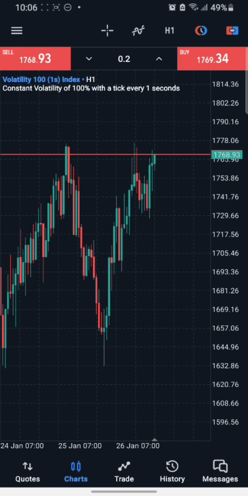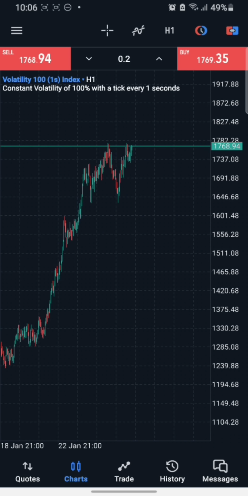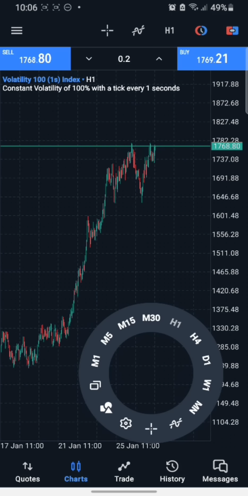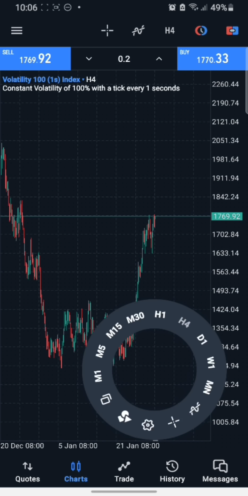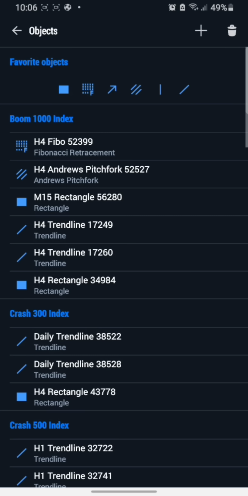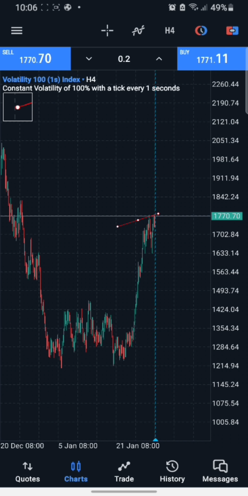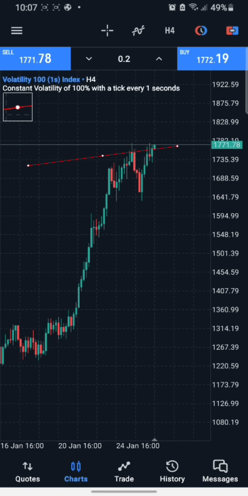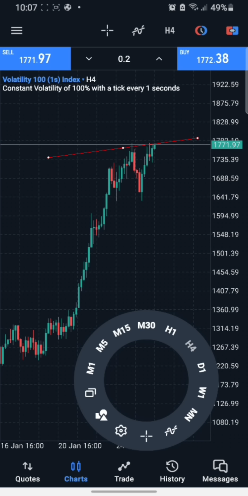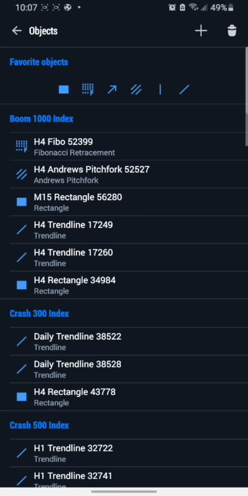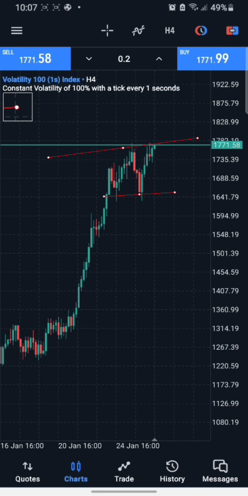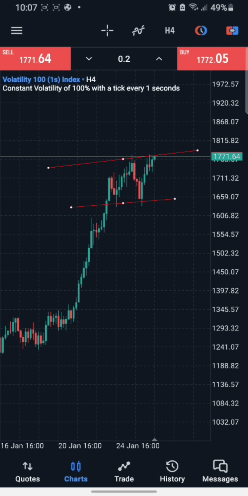This is the Volatility 100 1 second. So in this one, this is not a double top or a double bottom strategy. We're going to identify what is known as a channel. So as you can see, I'm drawing a channel that looks like a rising wedge, but the difference between this one and a rising wedge is that a rising wedge is steeper than this one. This one is kind of a channel. So usually when you identify a channel, usually it bounces back or breaks to the upside.